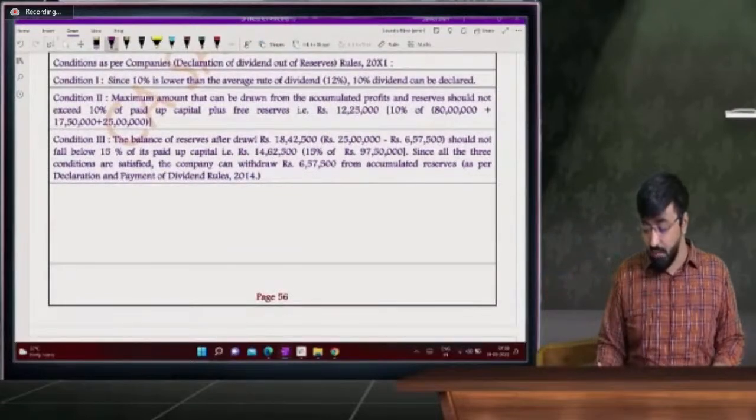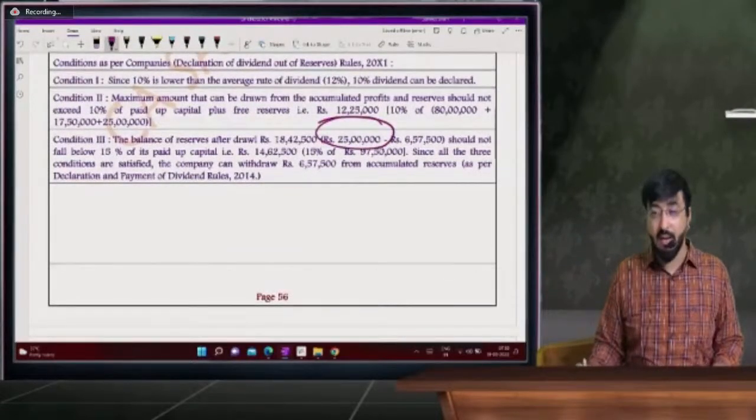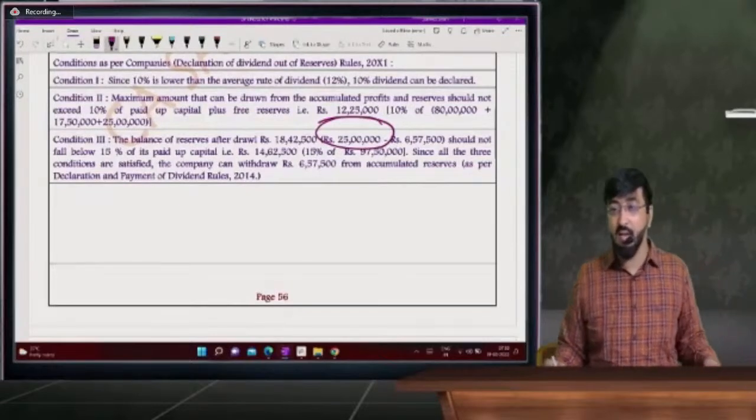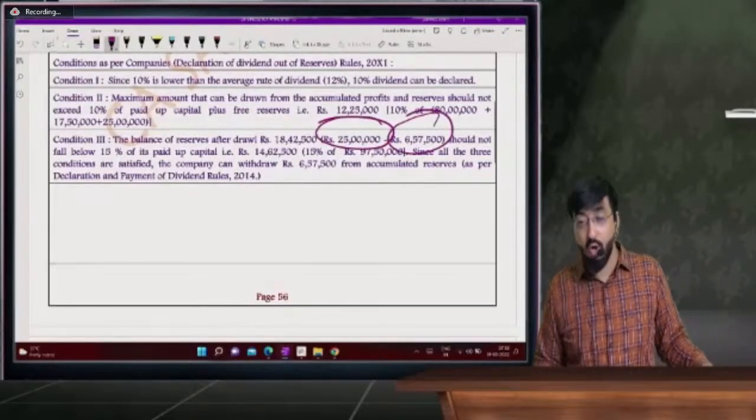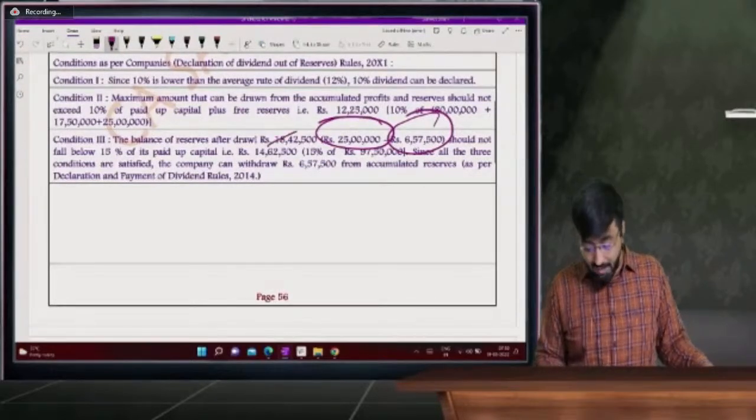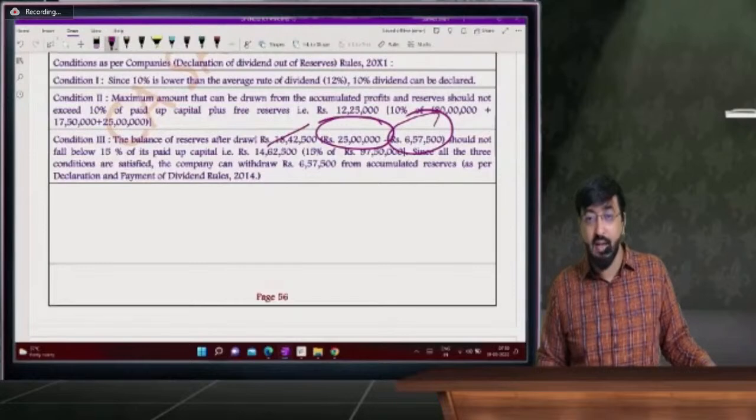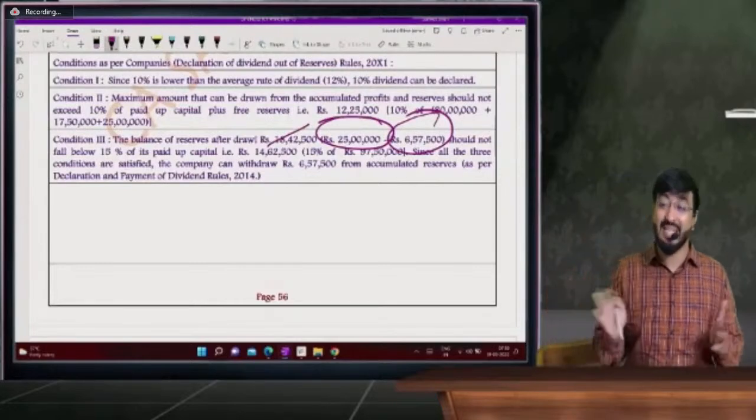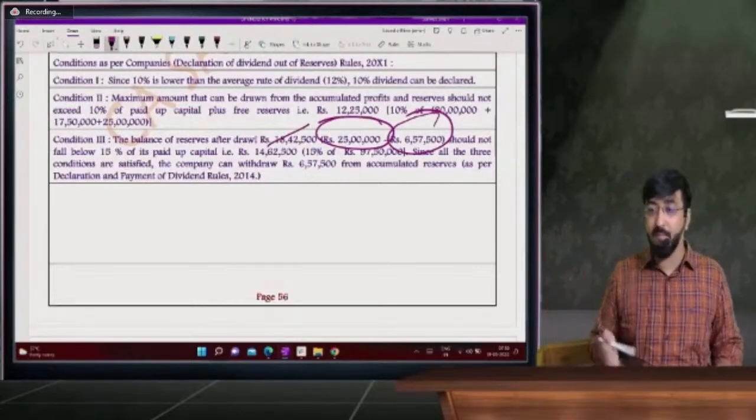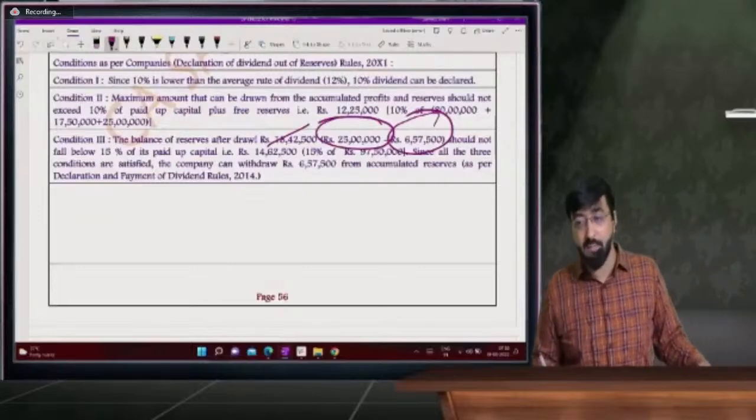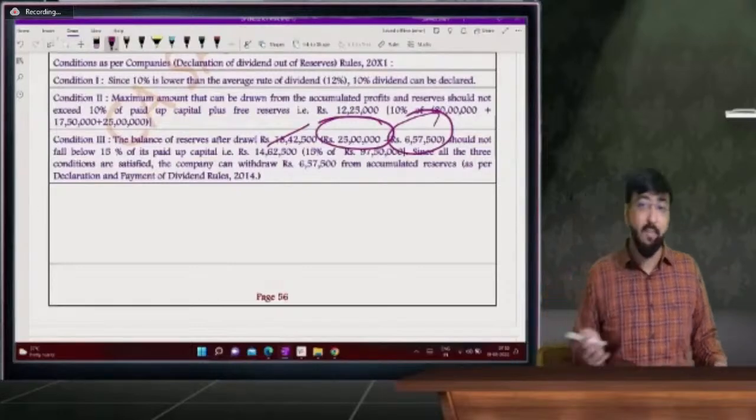So general reserve का balance already कितना है? 25 lakhs. So 25 lakhs your balance is there, and 657 you withdraw, 500 you withdraw from the reserve. So your balance you are left with 18,42,500, and that 18,42,500 must exceed, it must be greater than 15% of your paid up capital. And what is paid up capital? It is equity share capital plus preference share capital.